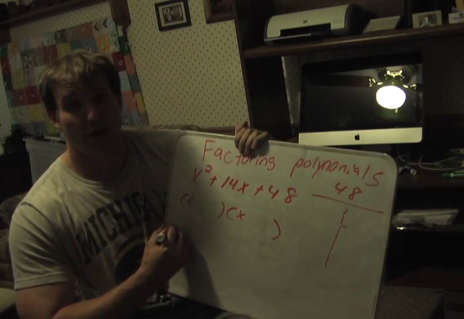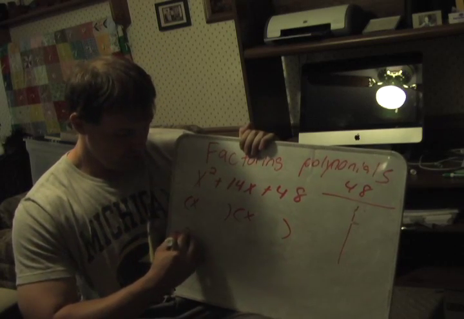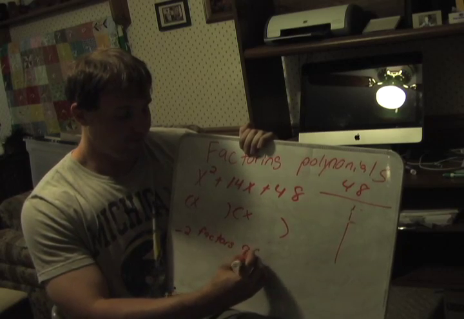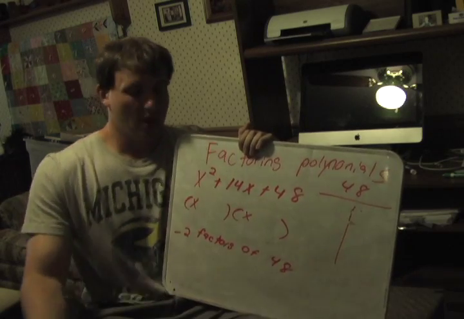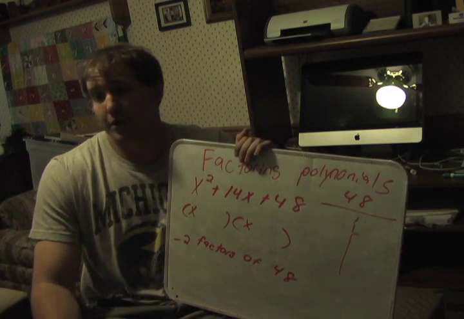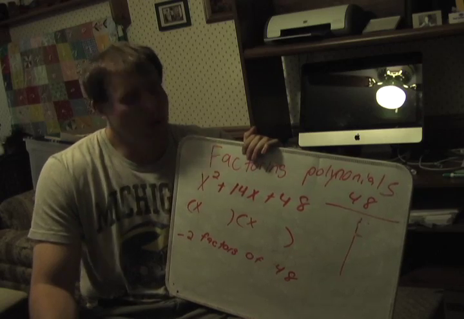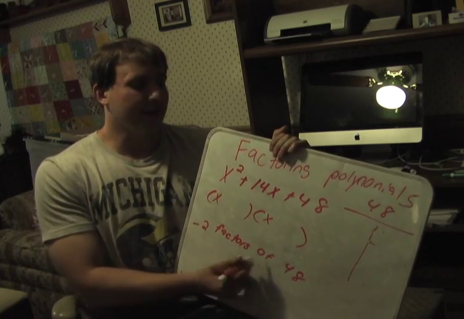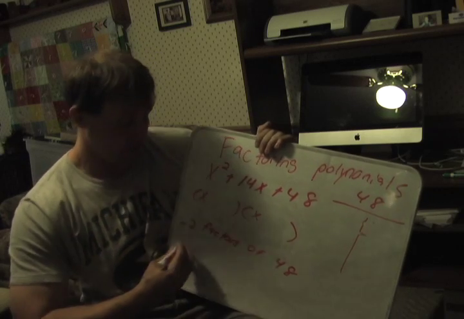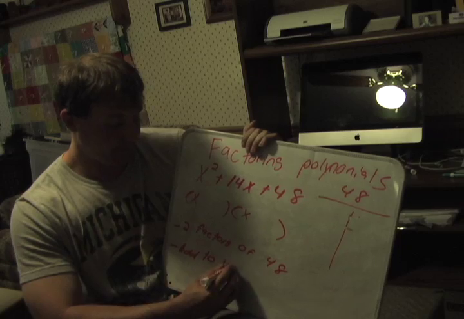Now I'm going to write this right here. I'm going to erase it later, but I think maybe you want to write this down. 2 factors of 48. Now 48 has a lot of factors. 1 and 48, 2 and 24, 3 and 16, 4 and 12, 6 and 8. Can we just pick any of them? Well, no. The 2 factors that you find of 48 have to add up to the second term, the 14. So those have to add to 14.